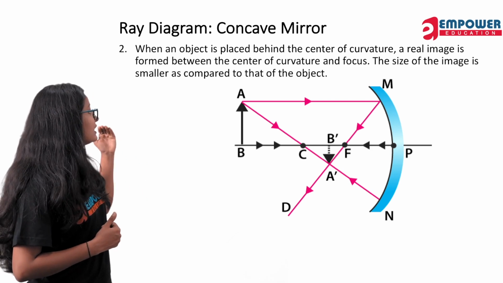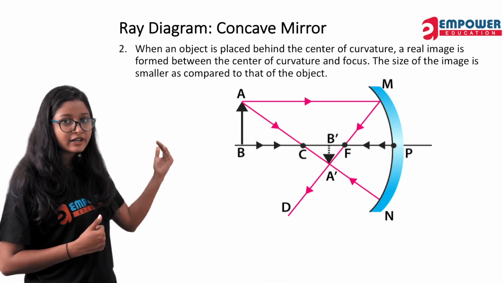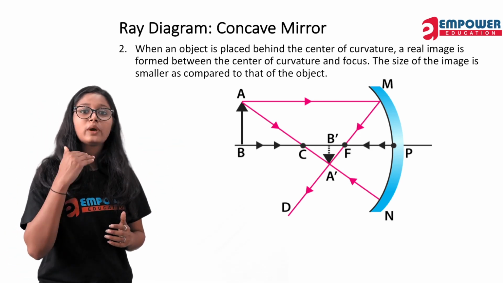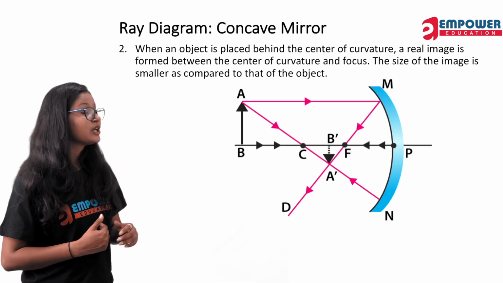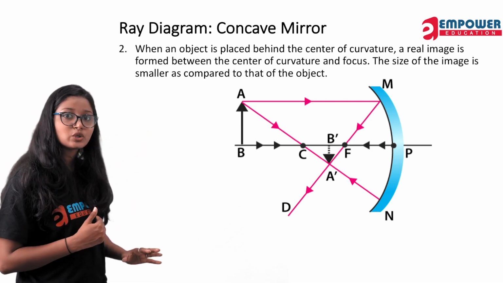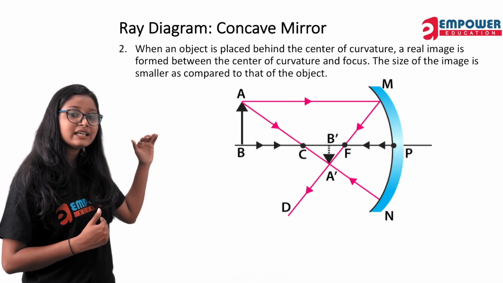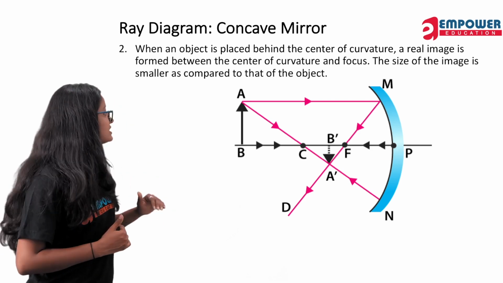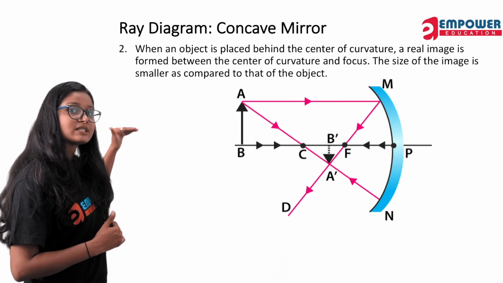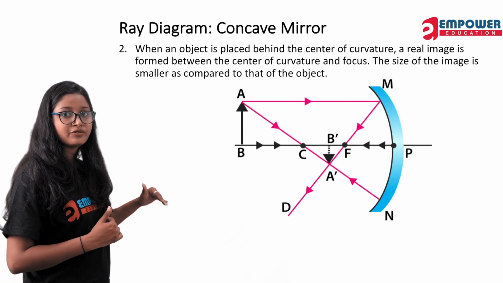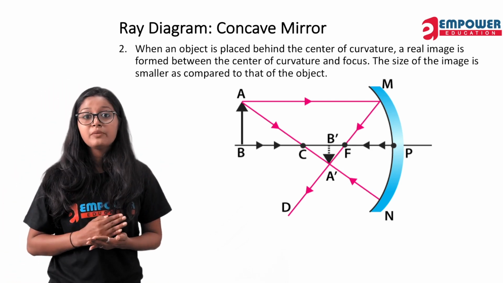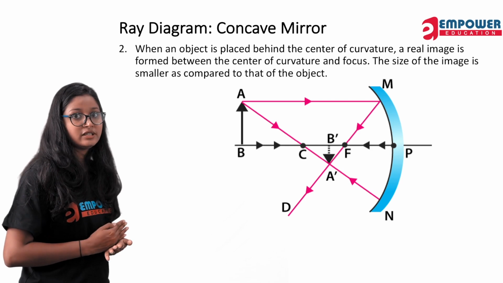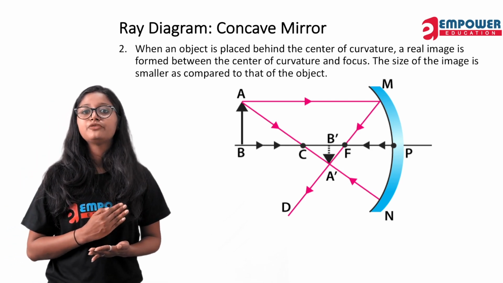Now you see light rays are passing parallel to the principal axis and striking the reflecting surface. When they strike it, one ray passes through the principal focus and the other passes through the center of curvature. The point where both rays meet each other is the point where the image will be formed.